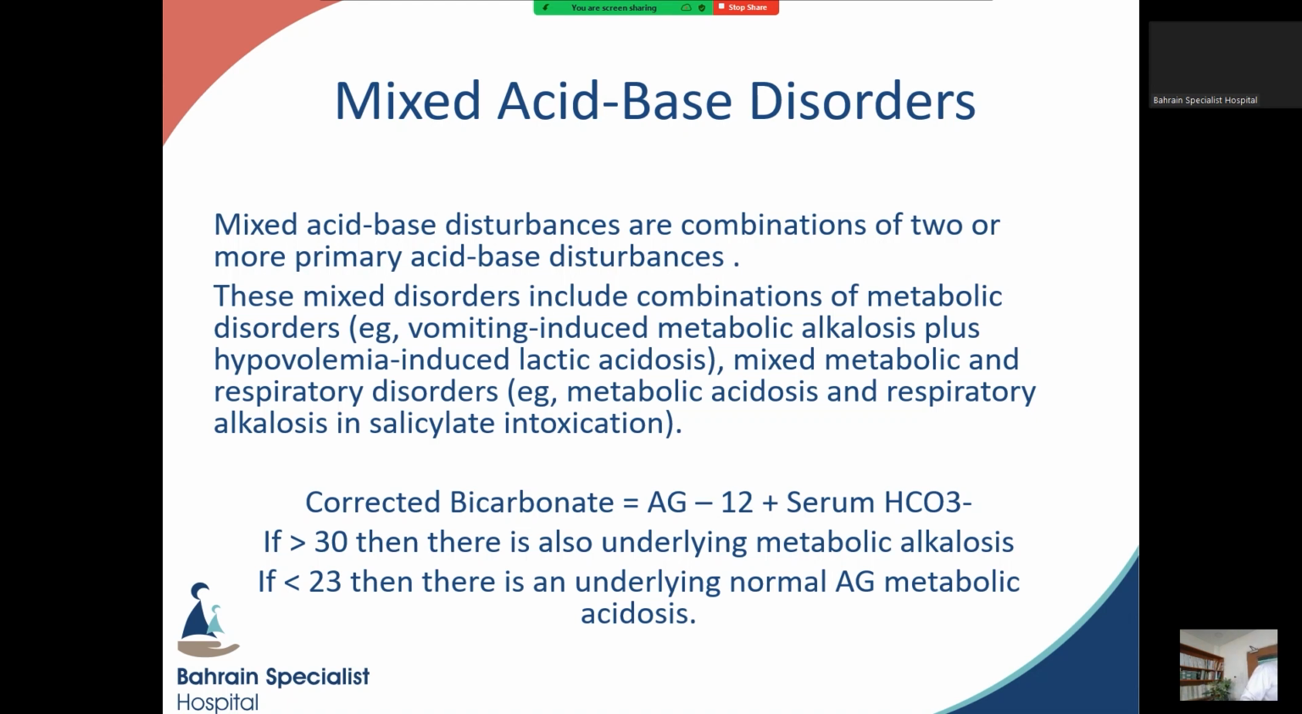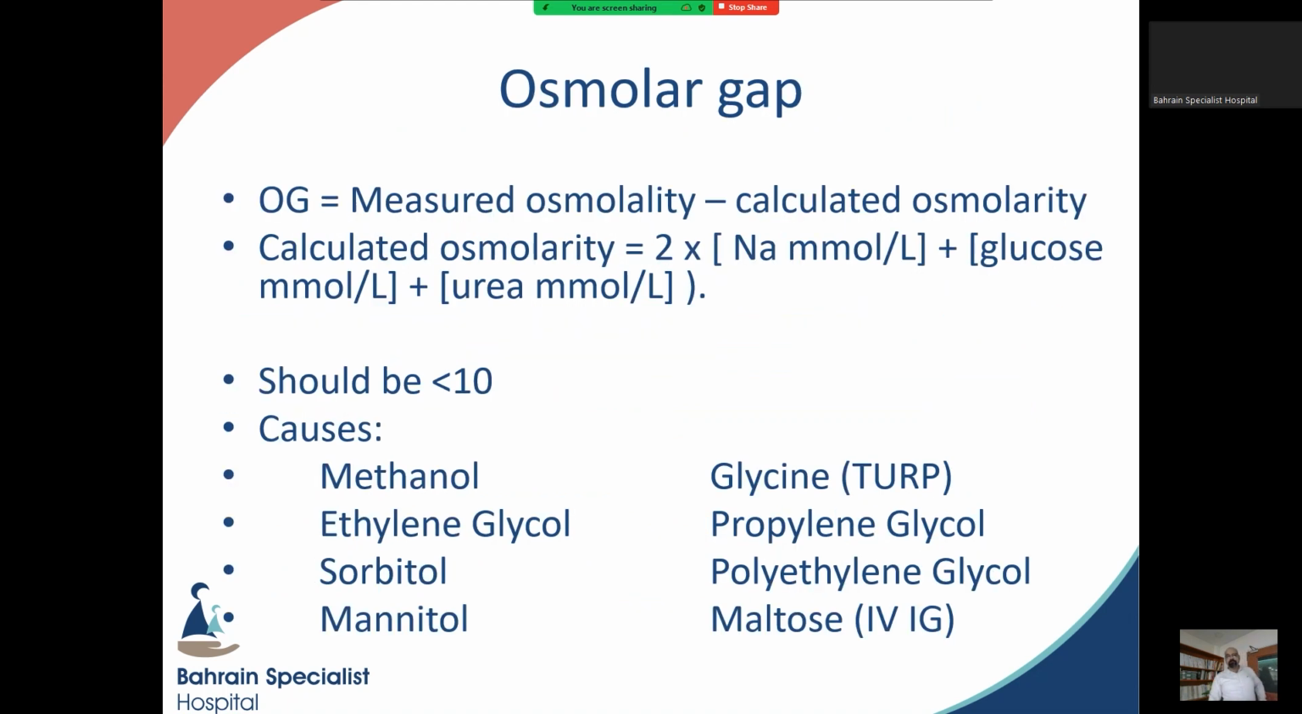We will use this one, corrected bicarb. We will measure the anion gap minus 12 plus the serum HCO3. If it's more than 30, then there is also an underlying metabolic alkalosis. If less than 23, then there is an underlying normal anion gap metabolic acidosis. And also now we'll apply it.